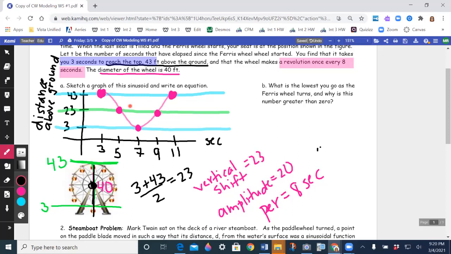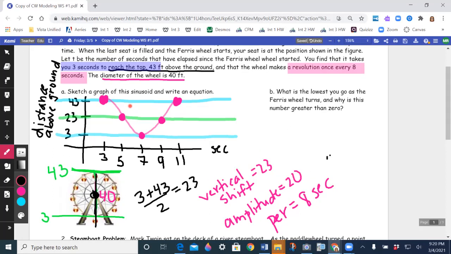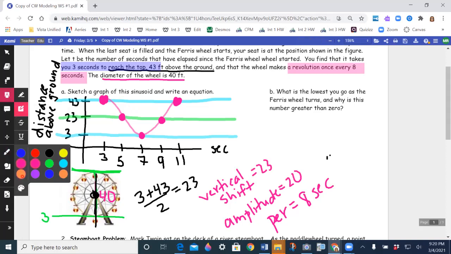So that's our graph. Now they want us to come up with an equation. For our equation, I'm going to highlight where I'm going to write it so you guys can see. I'm going to write it right here.